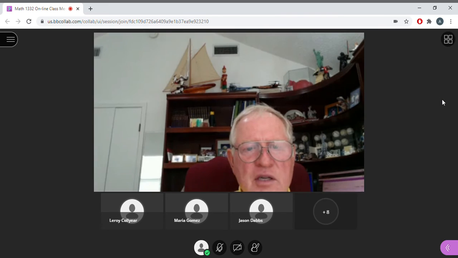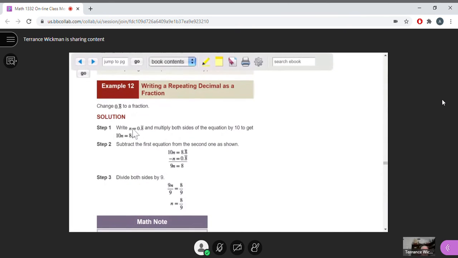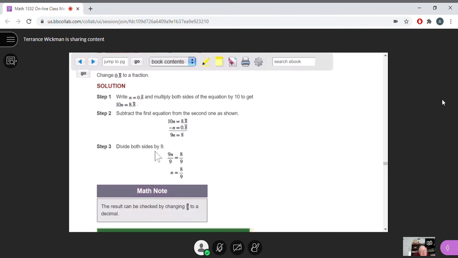Let's see, is there anything else in here? Just note that 0.8 with a line over means it goes on forever. If you want to write it as a fraction, notice that it becomes 8/9. Why? Because we're putting it in the form of tenths. So 10n equals 8.8. We want to get the n by itself, so we take 8.8 divided by 10. Or in this case, they say divide both sides by 9, and you'll get 8/9.